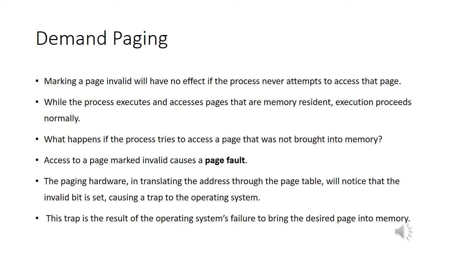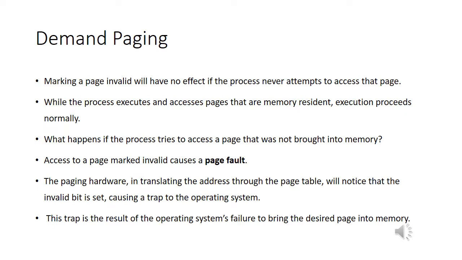Marking a page invalid will have no effect if the process never attempts to access that page. While the process executes and accesses the pages that are memory resident, execution proceeds normally. Then what happens if the process tries to access a page that was not brought into the memory? Access to a page marked invalid causes a page fault. That is, when the processor tries to access a page which is not in main memory, a page fault occurs.